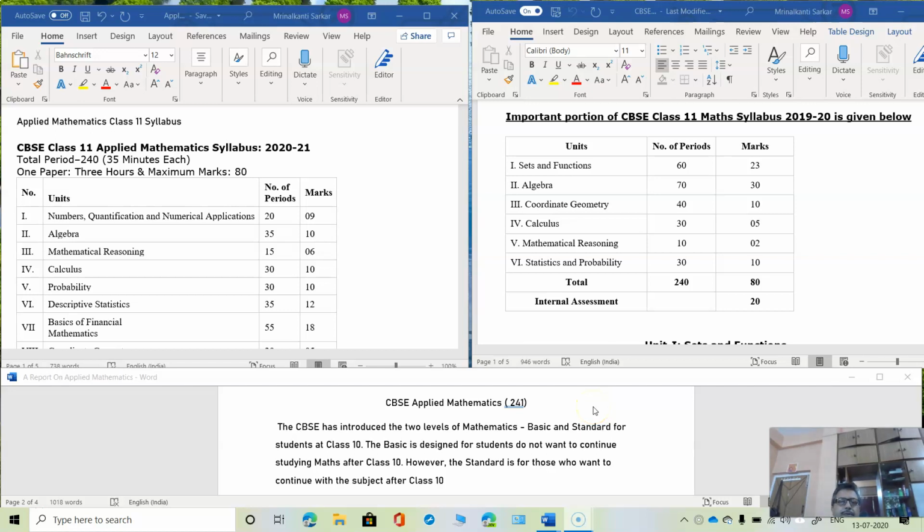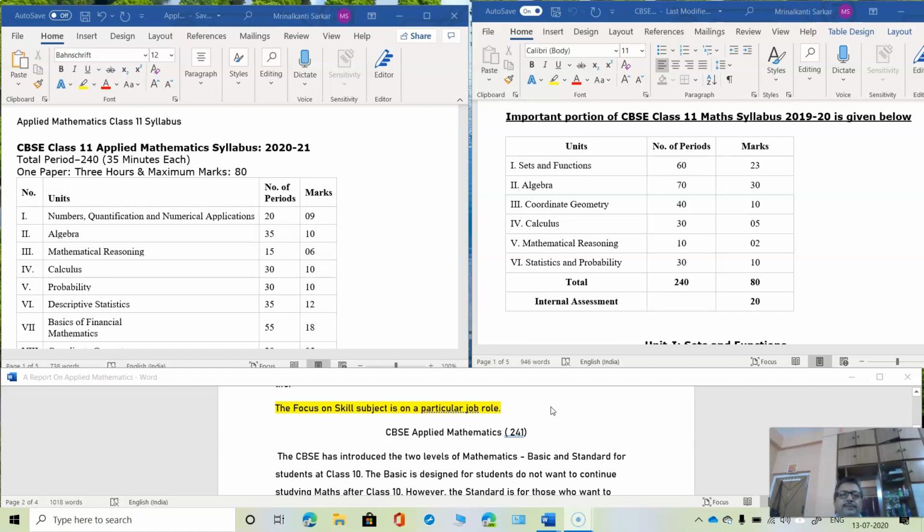I'm going to take this session to explain the difference between the newly introduced CBSE Applied Mathematics code number 241 and CBSE class 11, the normal mathematics. I refer to this one as normal because any other term will bring confusion, nothing else.